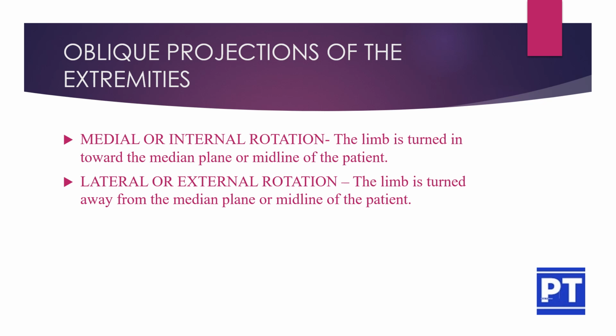Again we are moving on to the oblique projections of the extremities. Medial or internal rotation: the limb is turned in towards the median plane or midline of the patient. Lateral or external rotation: the limb is turned away from the median plane or midline of the patient.